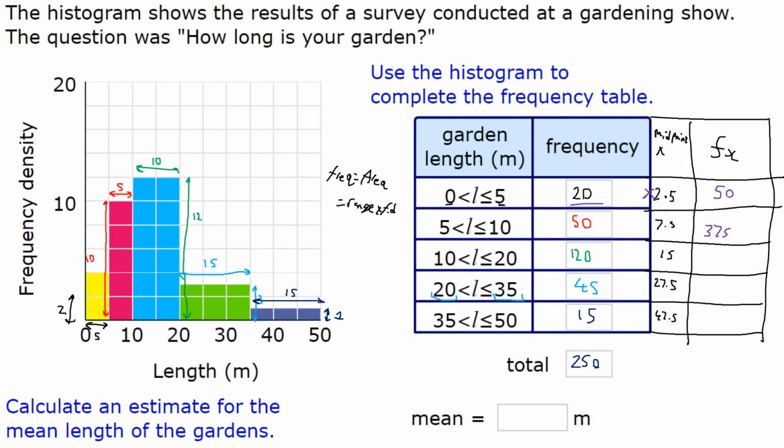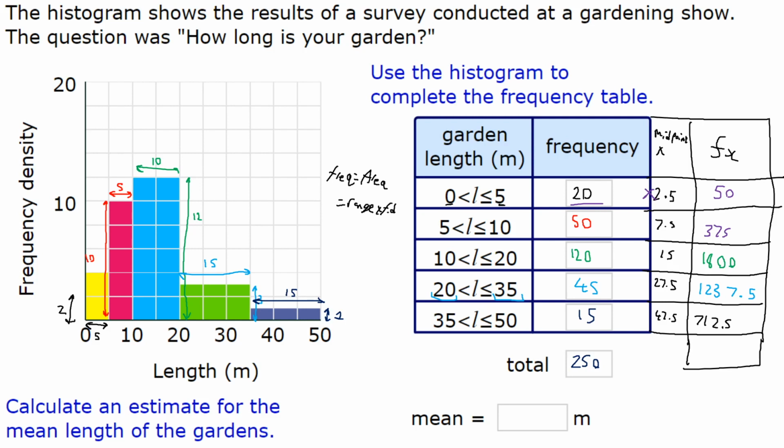120 times 15 is equal to 1800. 45 times 27.5, that's just equal to 1237.5. And finally, 15 times 47.5, right? That's just equal to 712.5. Now let's add up all of what we've worked out so far.